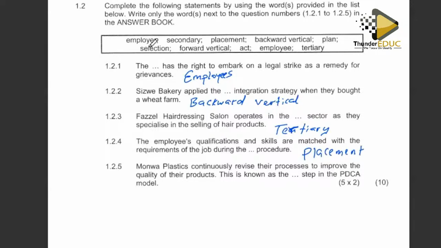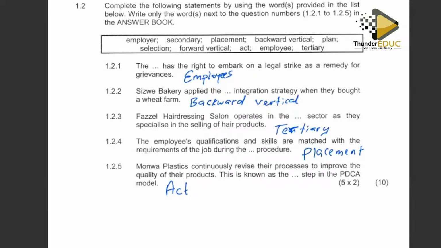So now more plastics continuously revise their processes to improve the quality of their products. So this is known as what? As the act under what? Under PDCA model. And remember, this model is used in line with quality of performance.